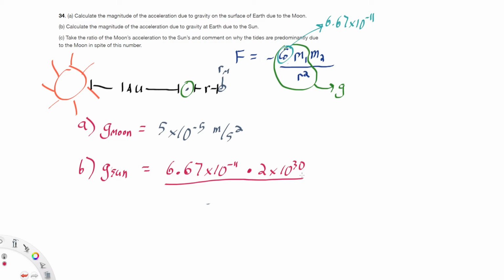We only consider one of the masses? Yeah. So if we wanted the force between two masses, we would consider the product of both masses. If we want only the acceleration due to the gravity from one mass, then we just need m1.